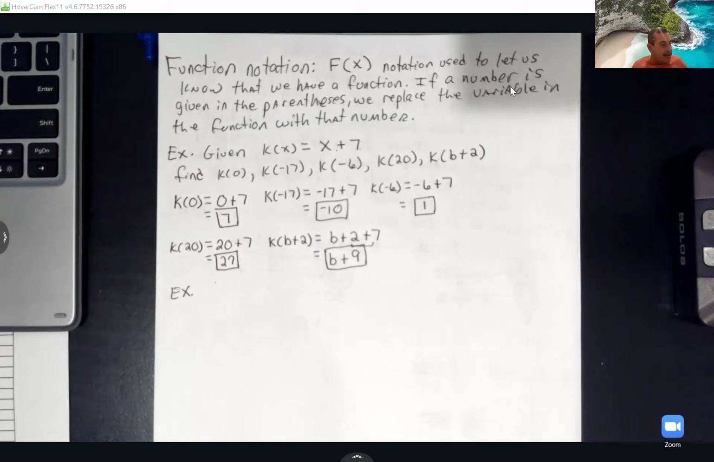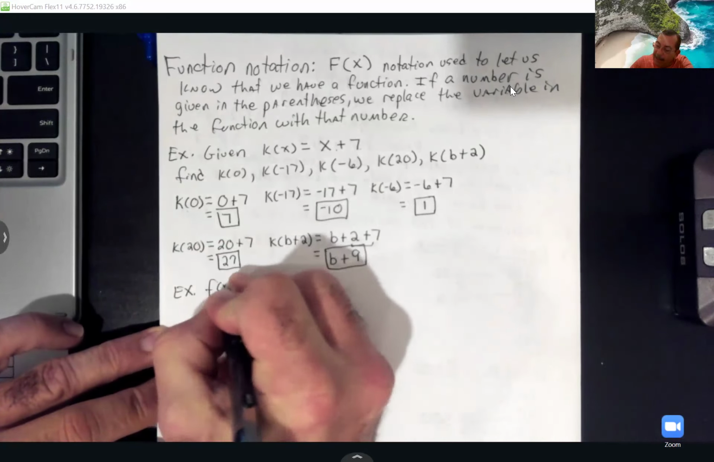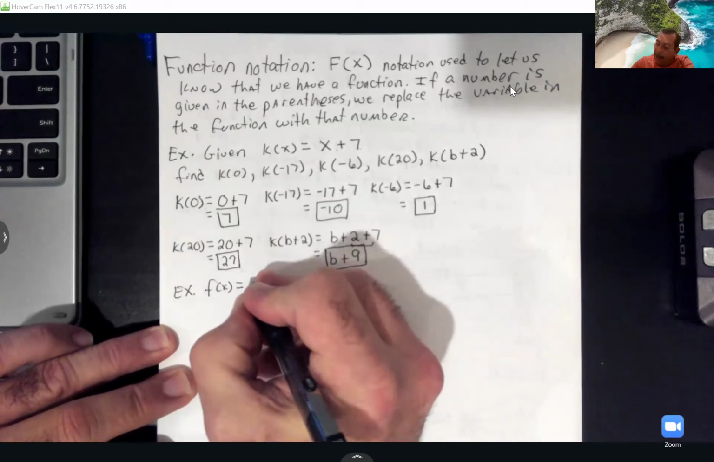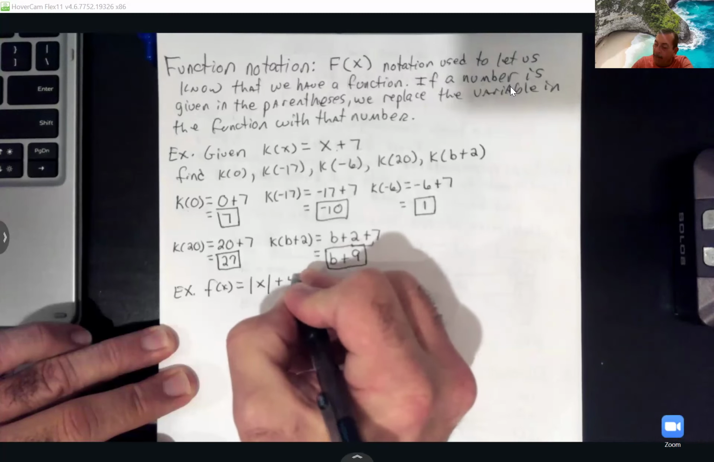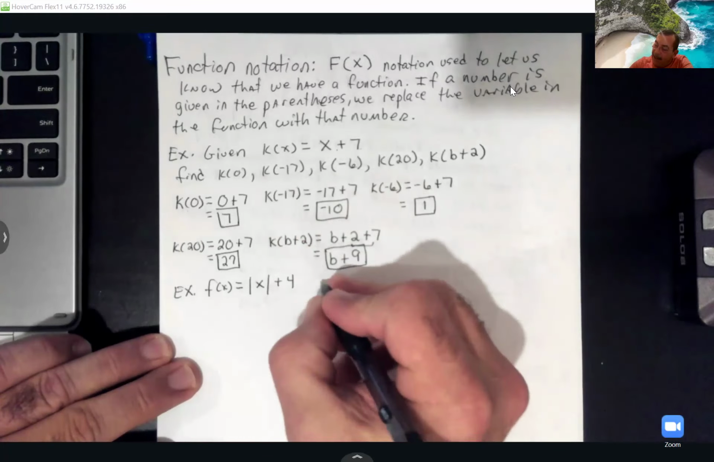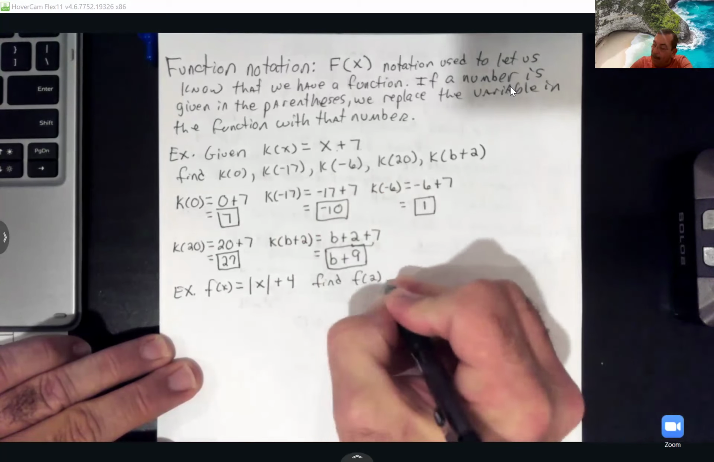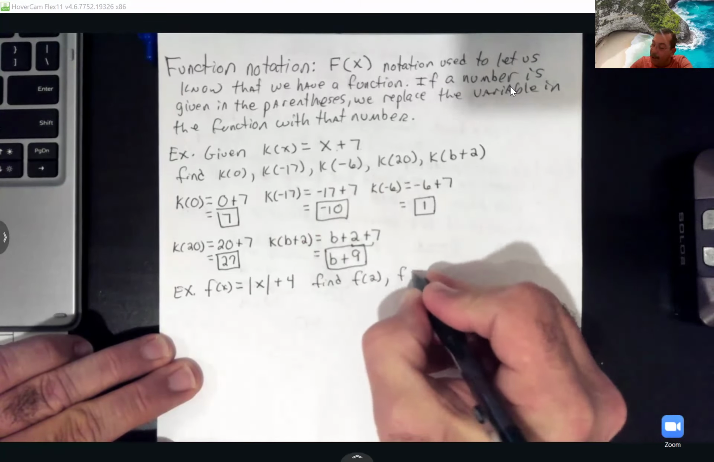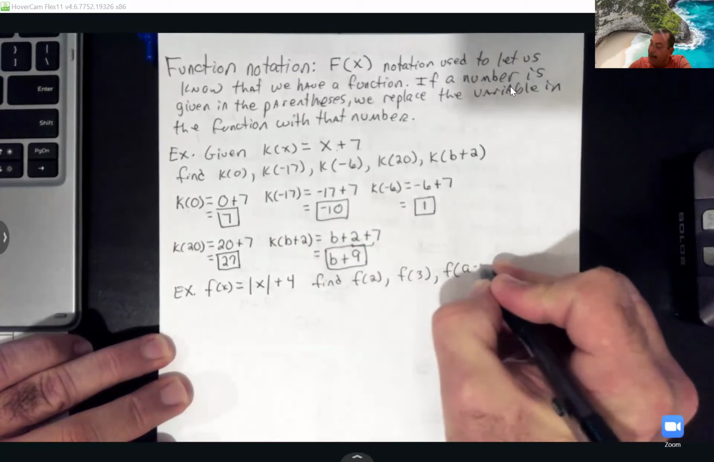All right, y'all, so let me find my next one here. I'm going to do this one. They're giving us f of x equals absolute value of x plus 4. They want me to find f of 2, f of 3, and f of a minus 4.